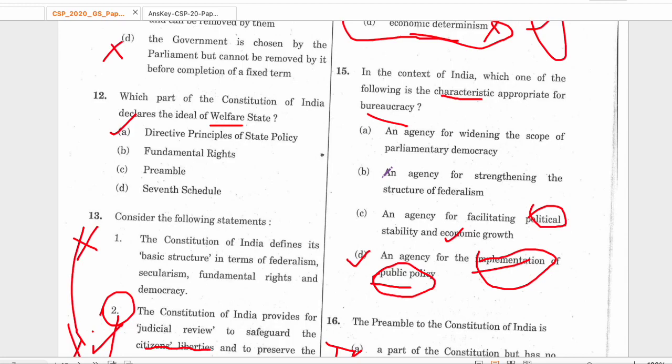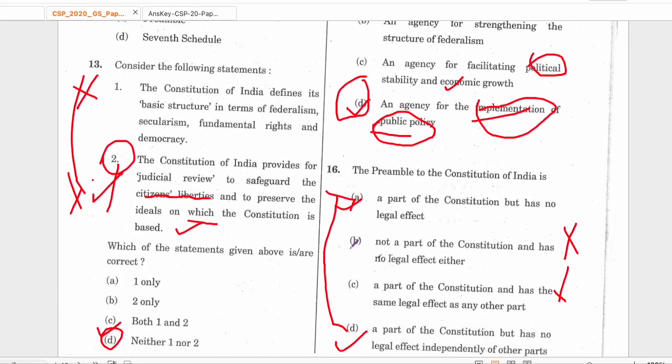B. An agency for strengthening the structure of federalism. No. C is an agency for facilitating political stability and economic growth. Political stability is not something. Economic growth it stimulates, but it is not the agency. Option D, an agency for the implementation of public policy. Yeah, this has to be the role of bureaucracy. If some policy is framed, if some law is framed, the implementation comes under the jurisdiction of bureaucracy. So this is the most appropriate role for the bureaucracy.